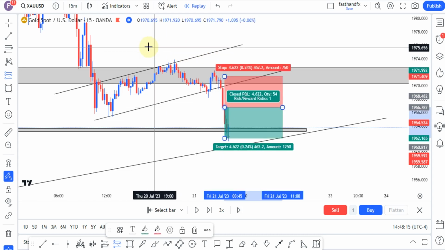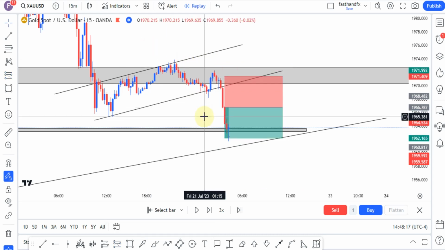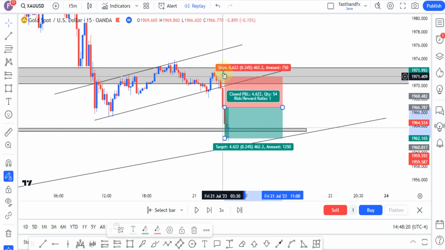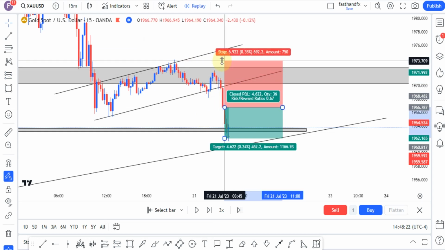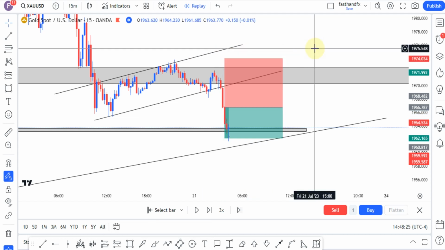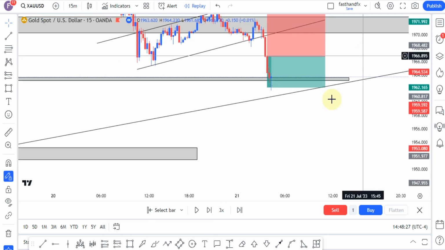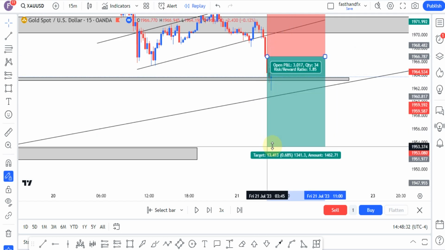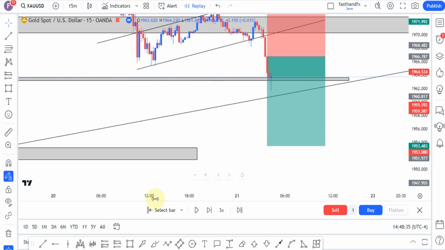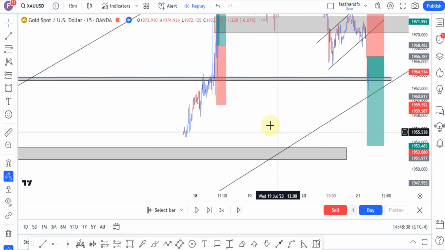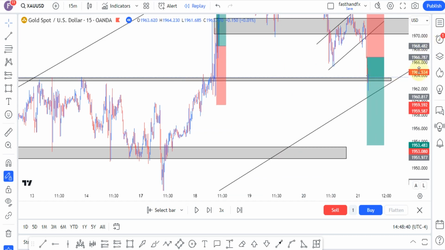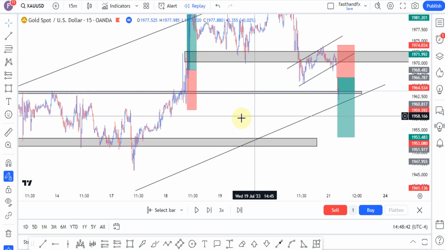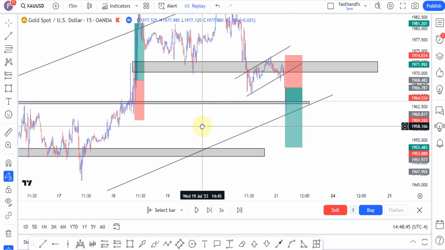Then your stop loss should be just right above this area. That's a 72 pips stop loss. Then this should be your take profit down here, about 130 pips. This should be your first take profit. Let's see if it's being respected.